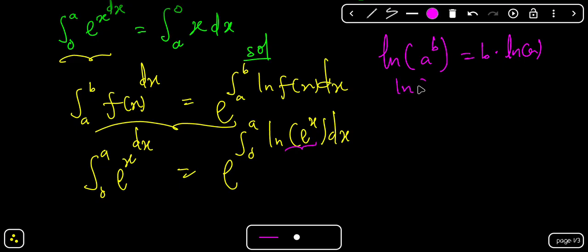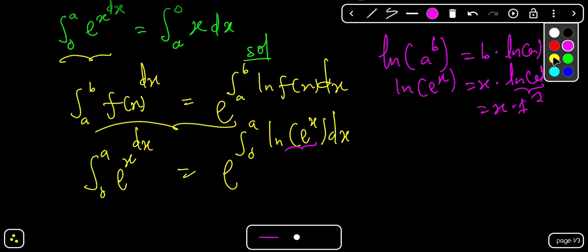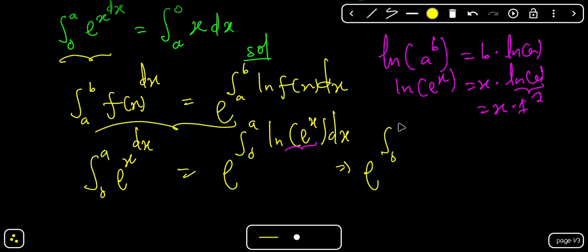So natural log of e raised to the power of x is equal to x multiplied by natural log of e. And remember that natural log of e is going to give us 1. So this will be equal to x multiplied by 1. Then we are going to have e raised to the power of the integral from 0 to a of x dx. And if we integrate x, that will give us x raised to the power of 2 over 2.